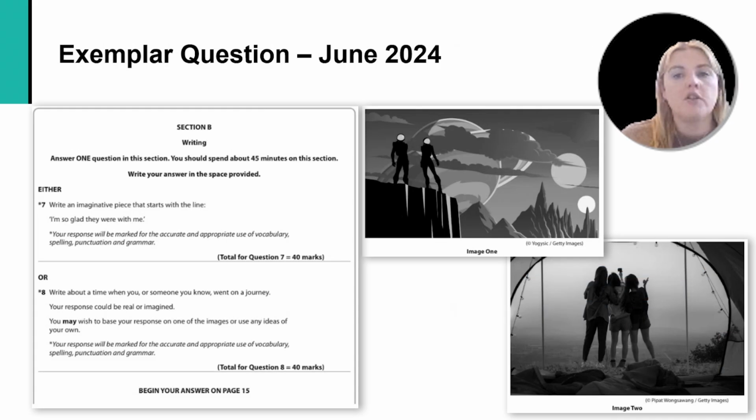In the exam, you'll be given a choice between two questions, question 7 and question 8, and it's really important to remember not to complete both, and you should only choose one of the two options. Each question will be a specific piece of writing. Question 7 will give you a starting line, and question 8 will give you a theme. Along with the questions are two images. These support your creative thinking and imagination.